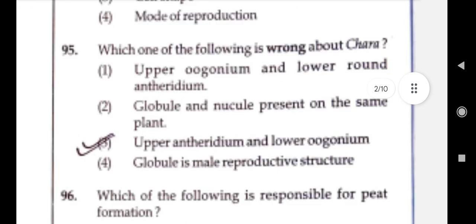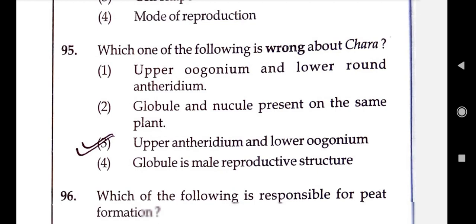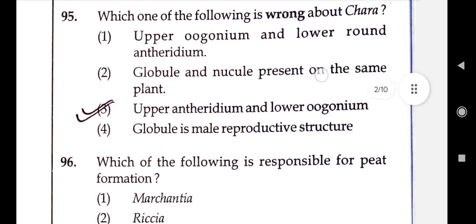If you see question number 95, which one of the following is wrong about Chara? Option 1, upper oogonium and lower round antheridium. Option 2, globule and nucule present on the same plant. Options 2 and 4 are also correct statements. Globule is the male reproductive structure. So option 1 is the wrong statement, and the correct option for question 95. Upper antheridium and lower oogonium is the correct arrangement, students.